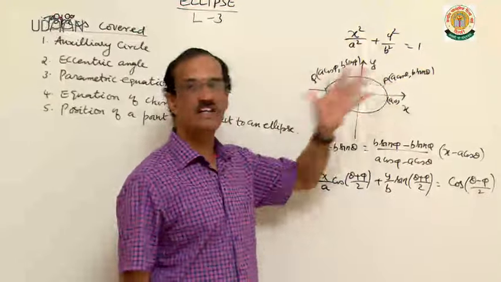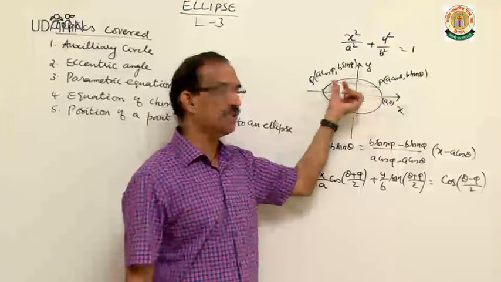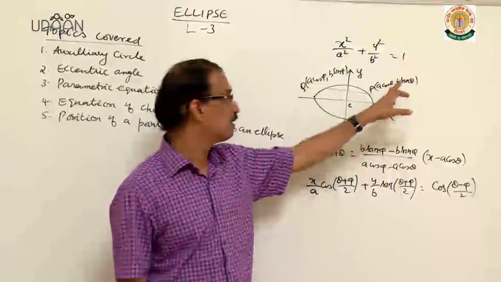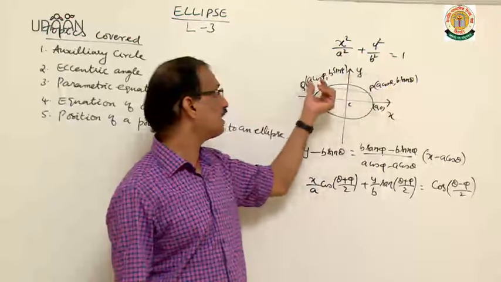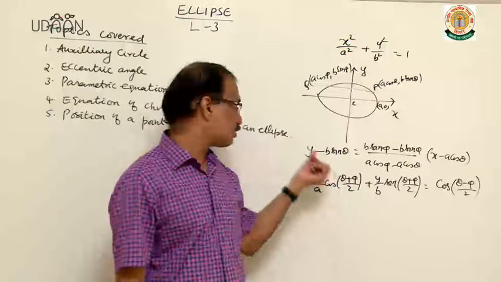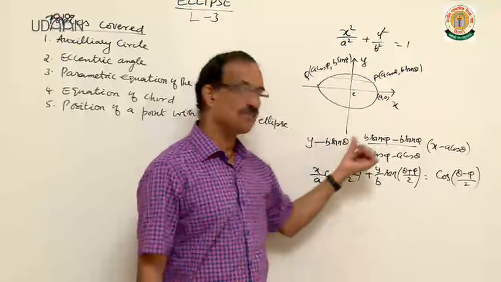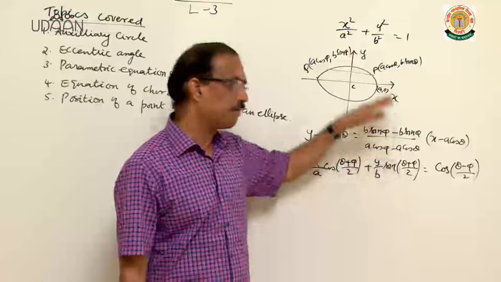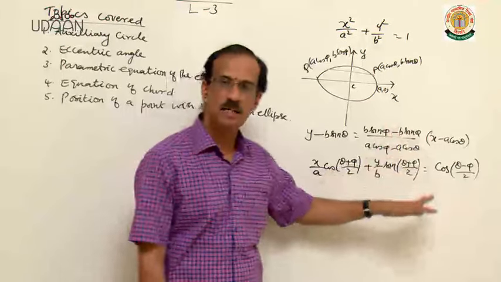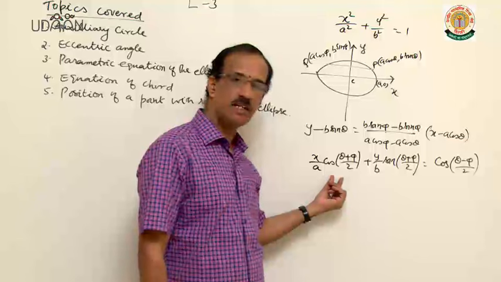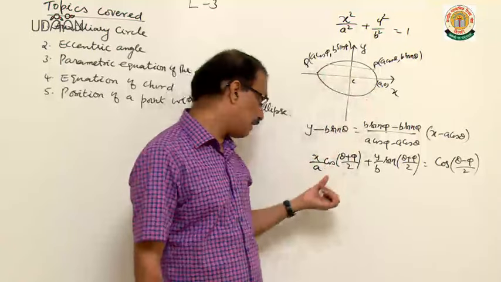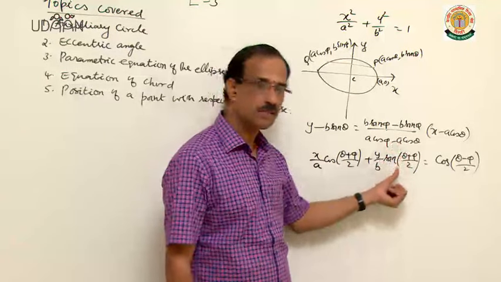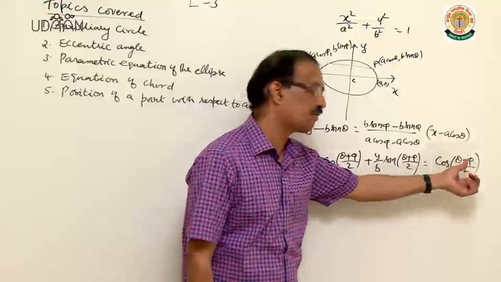So this is your chord. Any 2 points you take on the ellipse, if you join them, that will give us a chord. So any point on the ellipse in parametric form is (a cos theta, b sin theta) or (a cos phi, b sin phi). So that is forming a line. So we get y minus y1 equal to (y2 minus y1) by (x2 minus x1) into (x minus x1). Simplifying by using the sin C minus sin D and cos C minus cos D formulas, you get the equation of the chord joining P and Q as x by a cos of (theta plus phi) by 2 plus y by b sin of (theta plus phi) by 2 equal to cos of (theta minus phi) by 2.